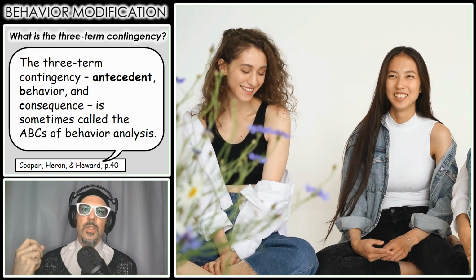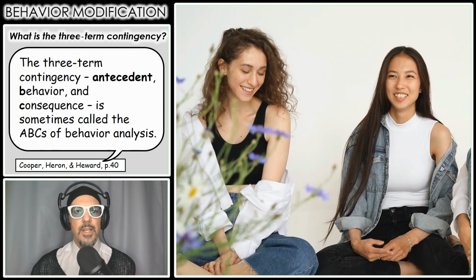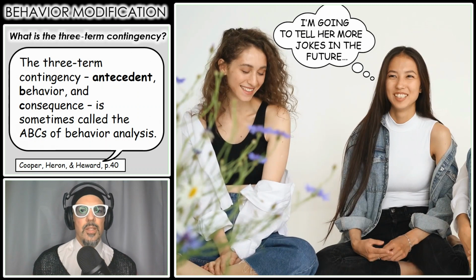So in this case, the girl that laughed, the girl that the joke is being told to, she is a discriminative stimulus that increases the probability of the response. So because of the consequence of the behavior, because this person laughed, the joke teller is more likely to tell her more jokes in the future. She has become an antecedent that increases the probability of this joke telling response. And that occurred because of the consequence, which was the laughter.